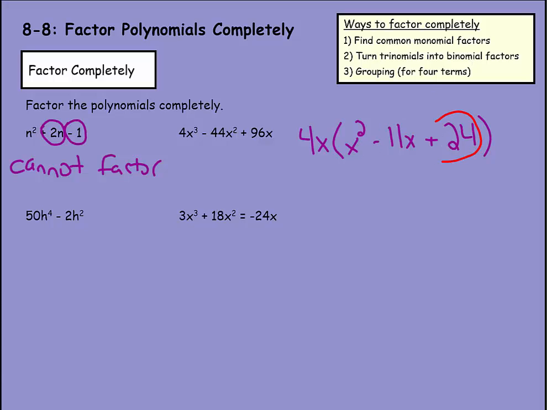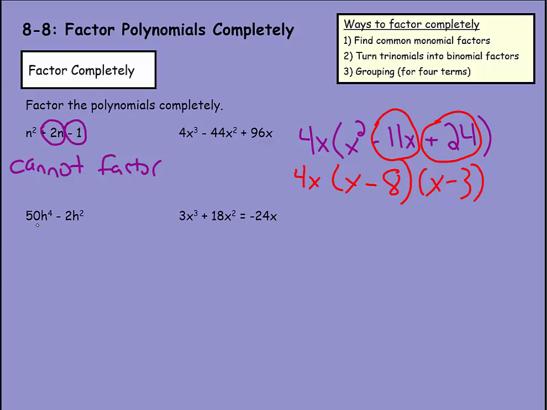And now you'll notice I have a trinomial that I can turn into binomial factors. I'm looking for two numbers that have a product of 24 and sum of -11. Well, 8 and 3 multiply to 24, and if they're both negative, that would add up to -11. Negative times a negative makes a positive product. So that would be my answer. I would have 4x times x minus 8, and then x minus 3.